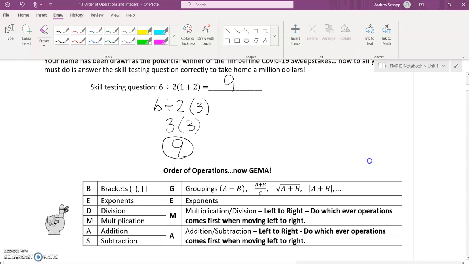So order of operations, super important. You can use BEDMAS or GEMA as long as you know that brackets includes all types of groupings. Division and multiplication should always be done left to right. Addition, subtraction, left to right.